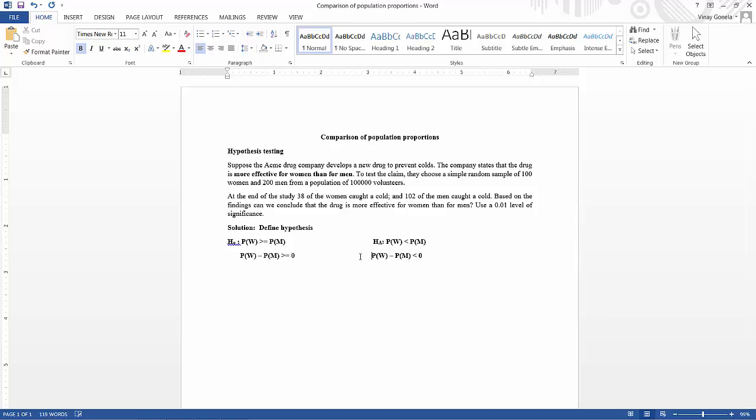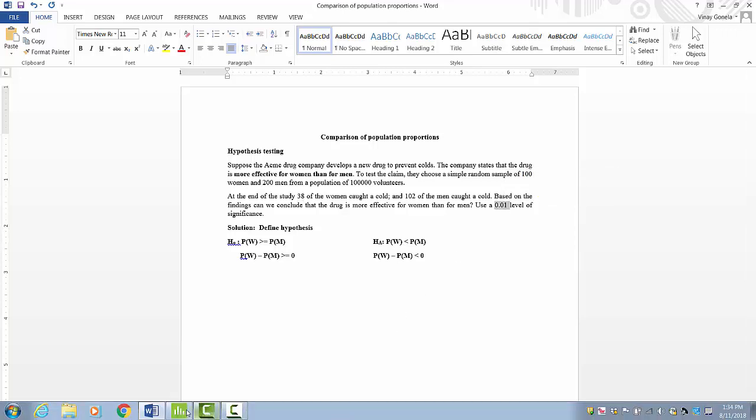So once we define our hypothesis, they gave us the data. They took a sample of 100 women and 200 men. Out of 100 women, 38 women got cold, and 102 men out of 200 men got cold. And they are asking us to use a significance level of 0.01.